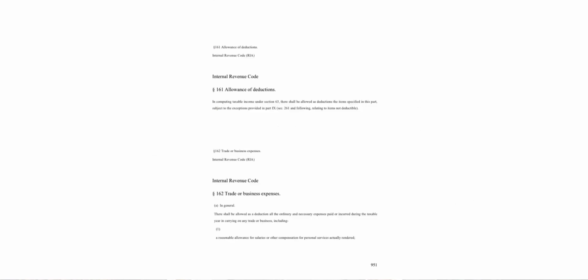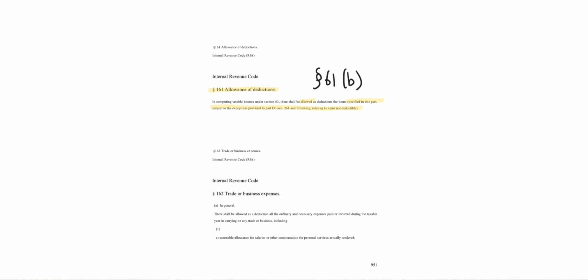All right, so now we're looking at the deduction area, and look here, section 161, allowance for deductions. In computing taxable income under section 63, so that just means in computing taxable income, there shall be allowed, so remember, the language for deduction is allow versus disallow. As deductions, the item is specified in this part, which is part 6, subject to exceptions under part 9, which are the disallowance rules.